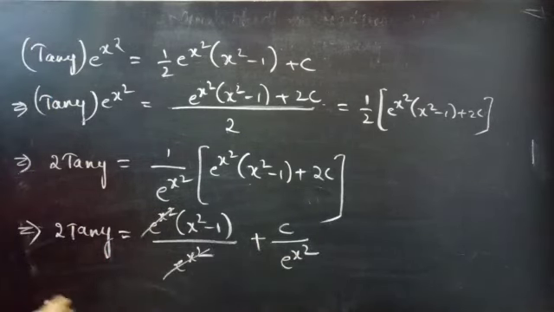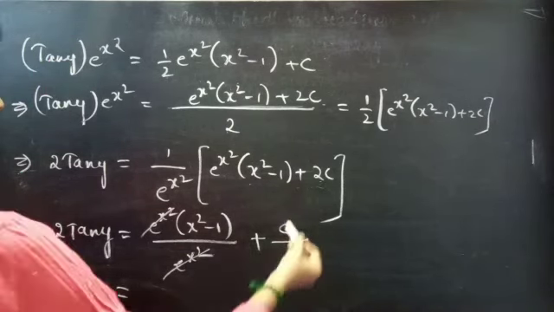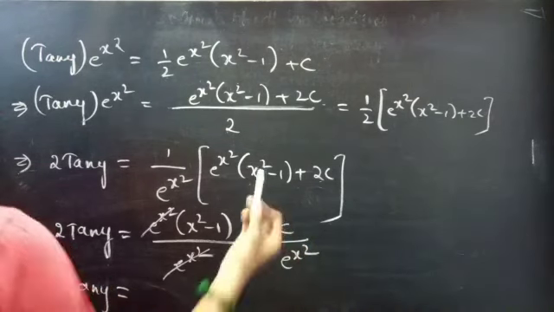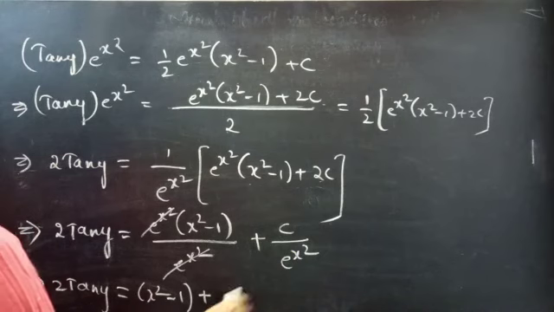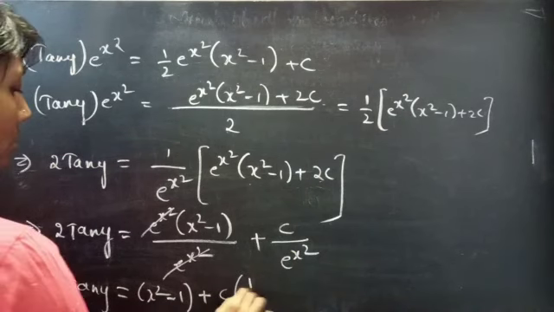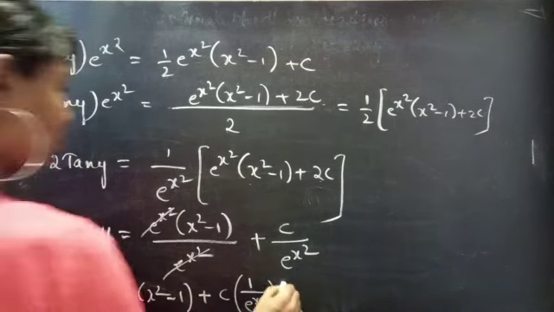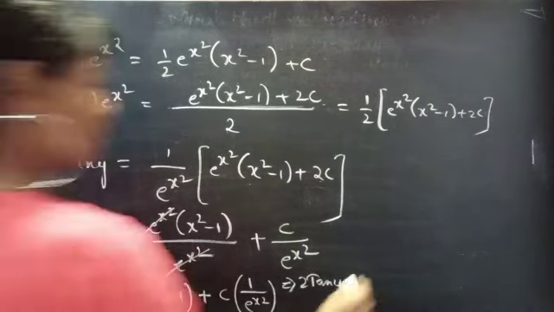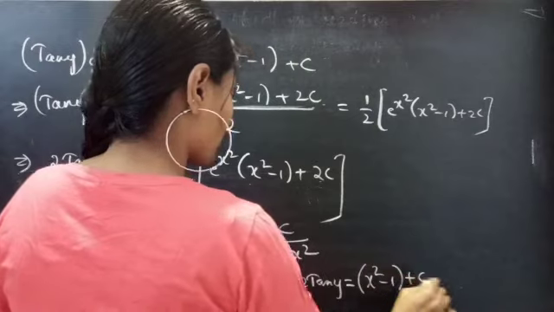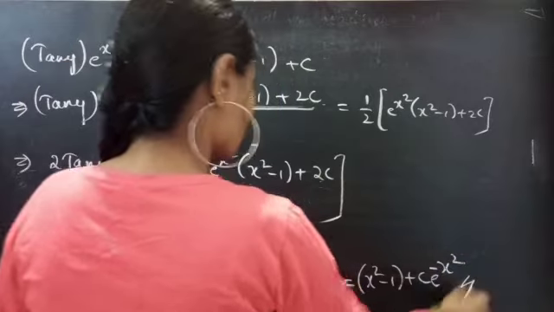Here e power x square gets cancelled and you'll get 2 tan y equals, either you can write 2c as it is, or you can write 2c as c. x square minus 1 plus, you can write c by e power x square as, simply you can split as c into reciprocal of e power x square, right? Then you'll get 2 tan y equals x square minus 1 plus c into reciprocal of e power x square, which is e power minus x square.